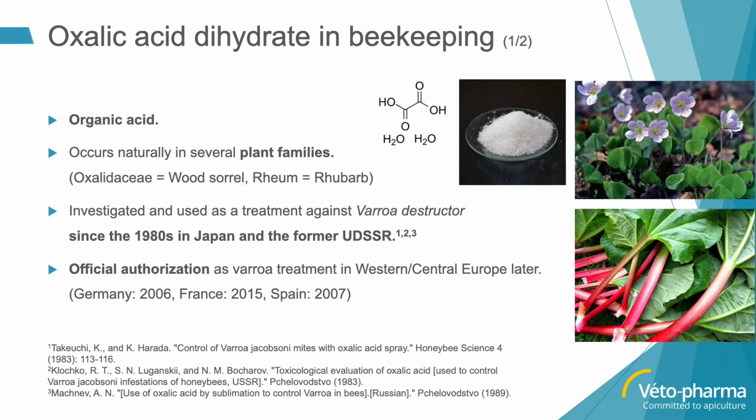As an active ingredient in Varroa treatments, oxalic acid has been investigated and used since the 1980s in Japan and the former USSR. However, the official authorization of the first oxalic acid treatments in Western and Central Europe was granted much later. In Germany, the first authorized treatment was available to beekeepers in 2006, in Spain in 2007, and in France in 2015.